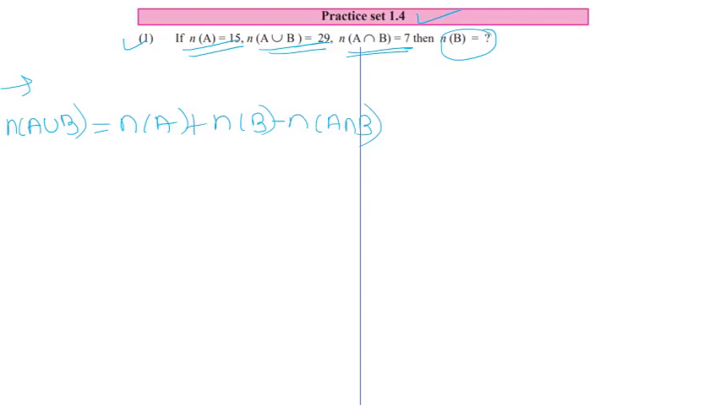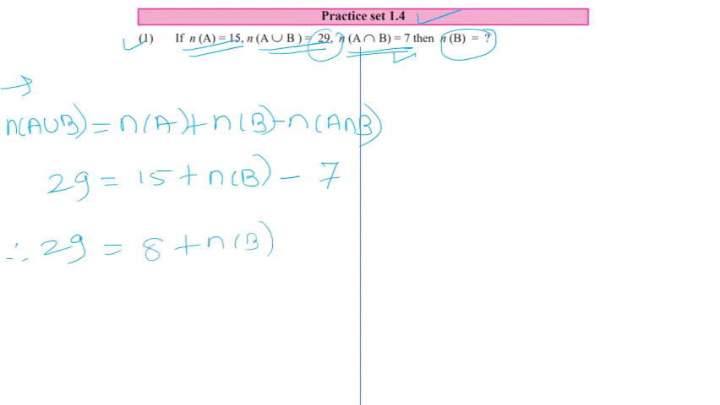Now we will substitute the given values. n of A is given as 15, plus n of B, which we have to find, so write it as it is. And n of A intersection B is given as 7. And n of A union B, on the left side, is given as 29. Therefore, 29 equals 15 minus 7, 8, plus n of B. And therefore n of B equals 29 minus 8, equals 21. This is the answer.